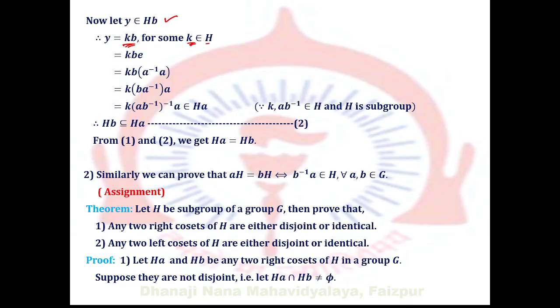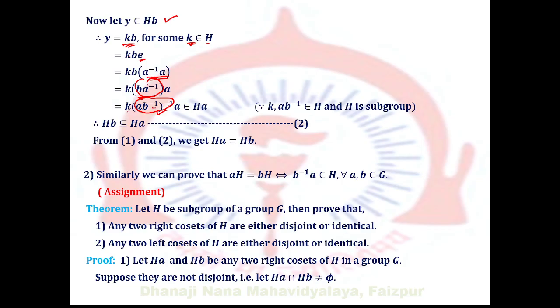So here we write this k B into E. E can be written as A inverse into A, म्हणजे इथे तुम्हाला B A inverse मिळाला. आता B A inverse म्हणजे आपल्याला माहिती आहे, it is by reversal of inverses of product, it is AB inverse inverse. BA inverse we write it as AB inverse inverse. म्हणजे आता AB inverse हा H चा element असल्यामुळे त्याचा inverse पण H चा element असेल.